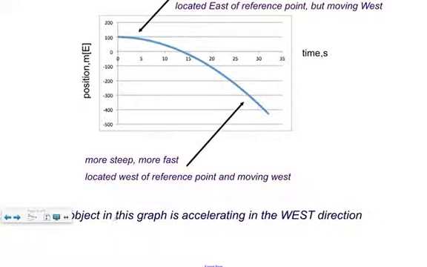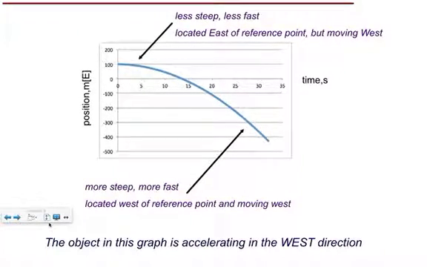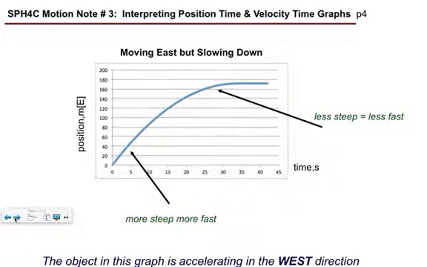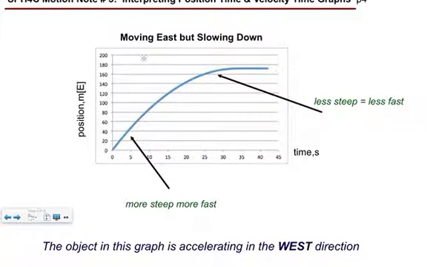So the object in this graph, or Ferd in this case, is accelerating in the west direction, because he starts at almost 0 and he speeds up. In this case, Ferd's moving east but slowing down.